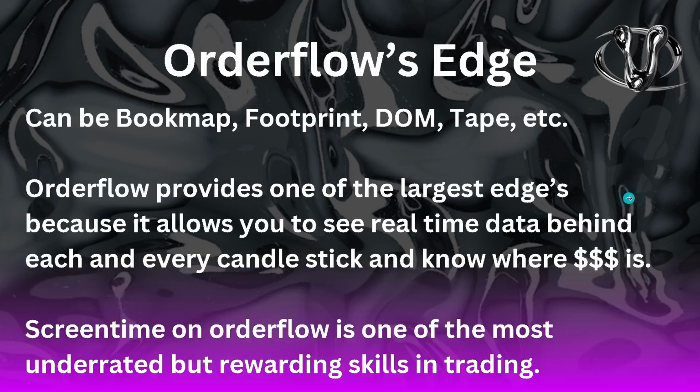Now, let's talk about order flow. What order flow essentially provides you is real-time data behind each and every candlestick and lets you know where money is resting on the market. This can be Bookmap, footprint, the DOM, the tape, or more. Now, what I've said before ties into order flow because order flow allows you to make and understand price in real time. It allows you the sense of flexibility that many other edges don't provide.